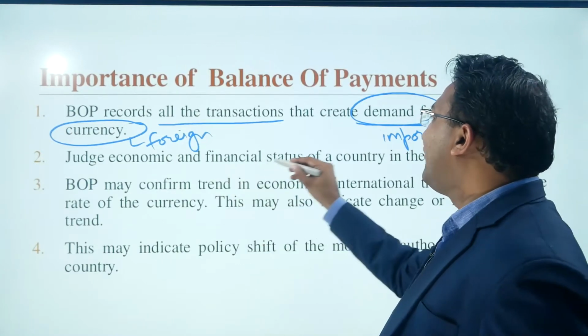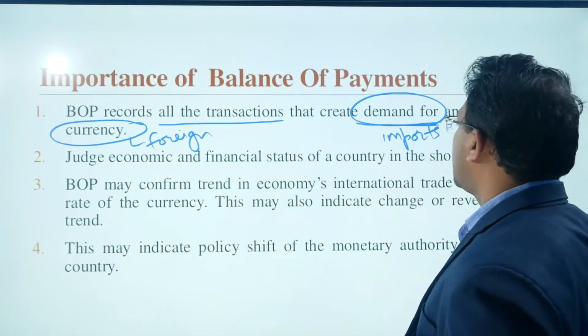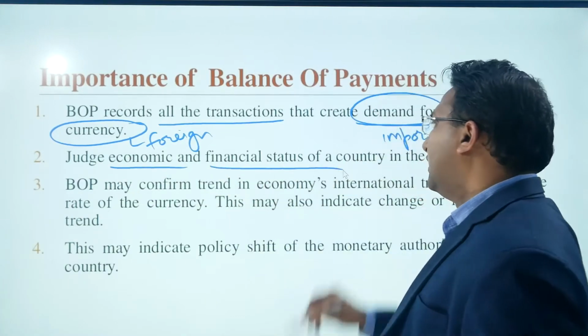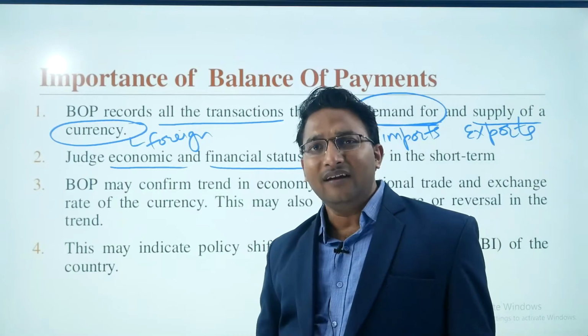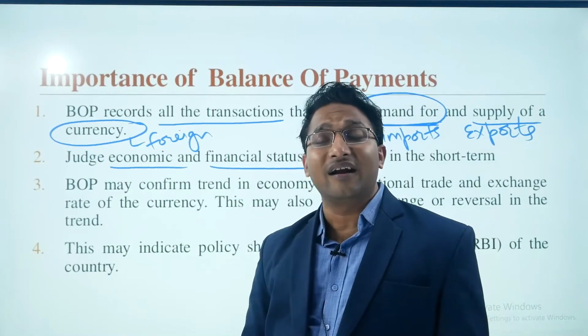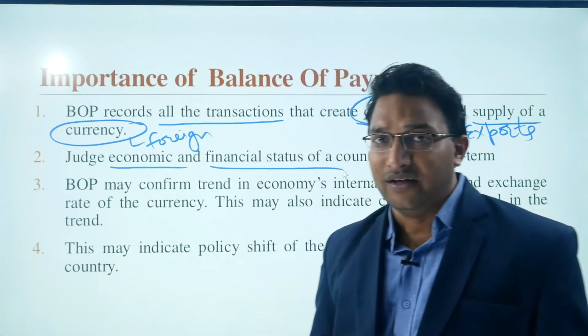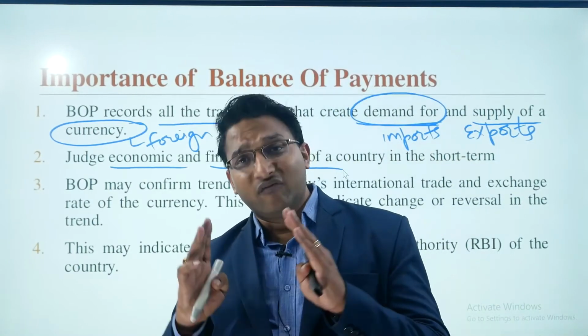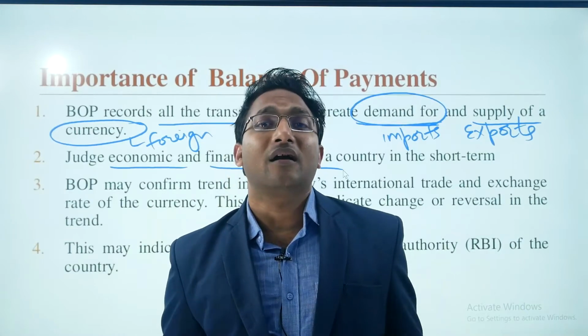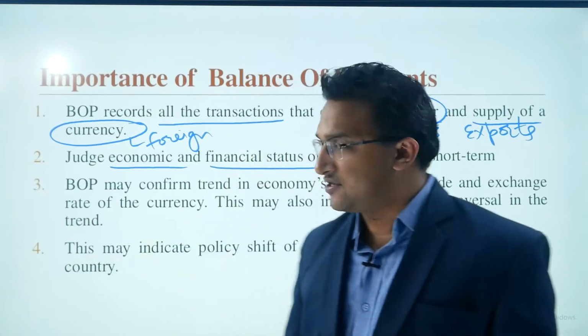Judge the economic and financial status of a country in the short term, right? So what is the economic status? What is the financial status? If we are doing good, then there should be a BOP surplus. If we are doing bad, then there are chances that a BOP deficit will be there. If we are doing good on the front of export, then there will be a current account surplus, and vice versa.